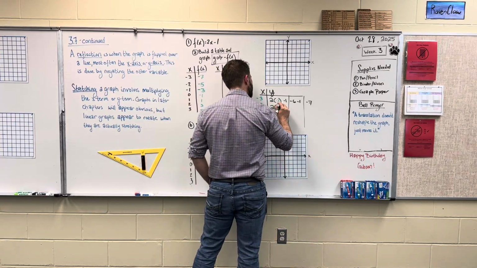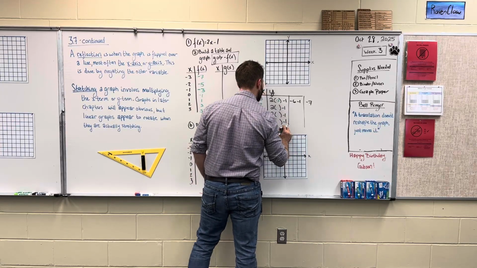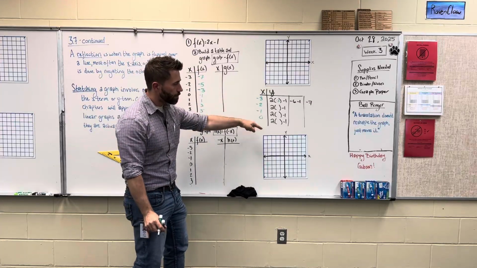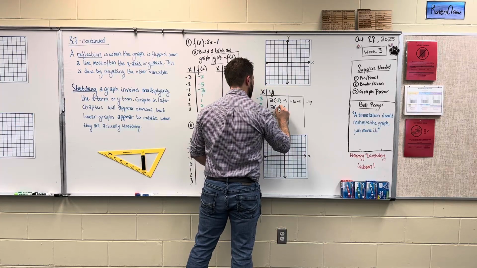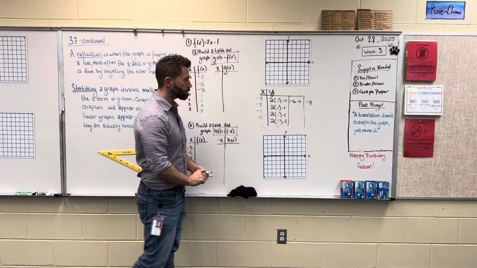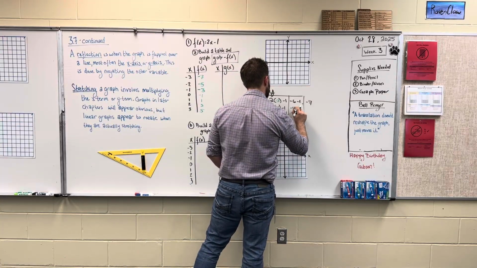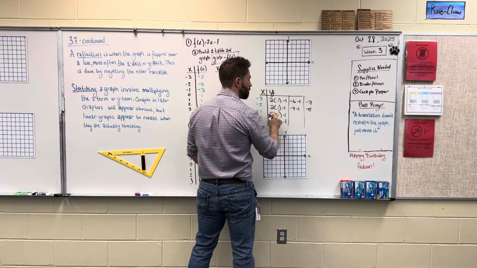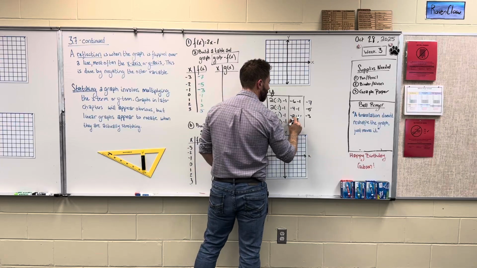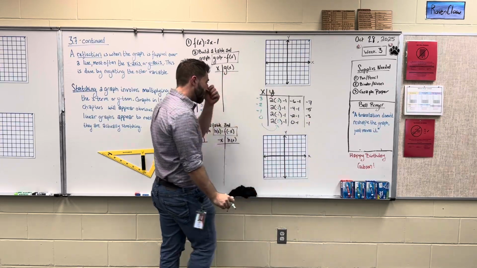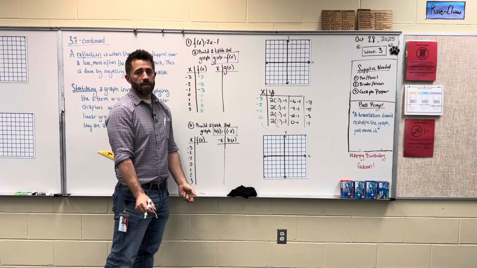We say 2 times that input minus 1, 2 times this input minus 1, 2 times that input minus 1. Every single time we take our input and we plug them in. So I input negative 2, negative 1, and 0. Every time I just evaluate it out. 2 times negative 2 is negative 4 minus 1 is negative 5. 2 times negative 1 is negative 2 minus 1 is negative 3. 2 times 0 is 0 minus 1 is negative 1. That's where these numbers come from. I'm just plugging in the values and solving.